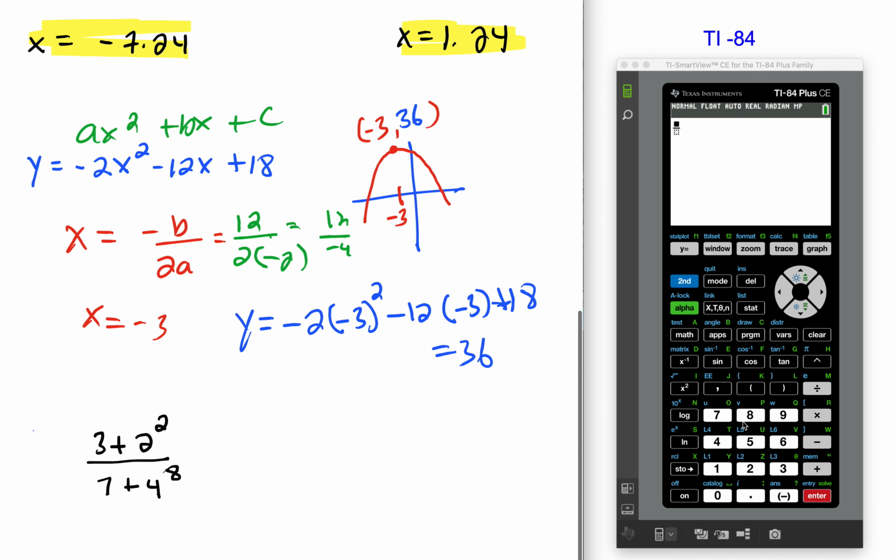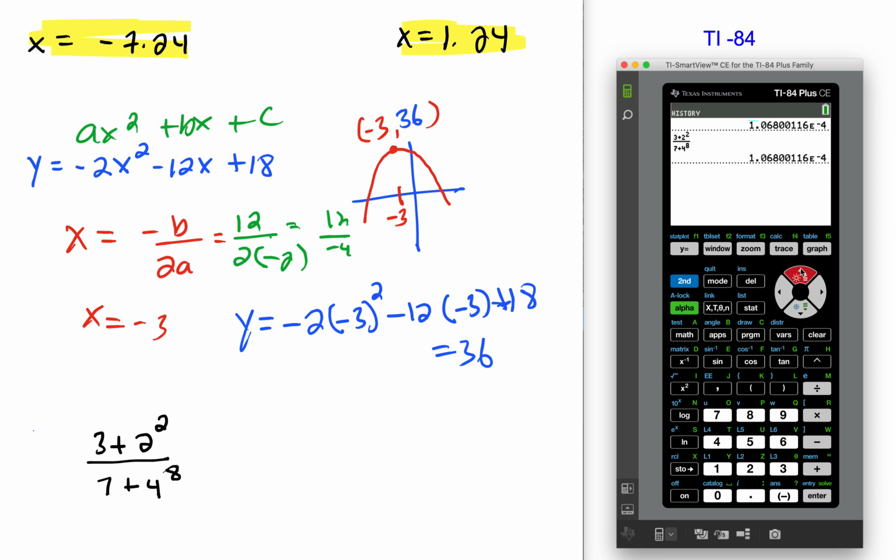All right, so we can go 3 plus 2 squared over 7 plus 4 to the power of 8. And then we can just confirm, is that what we're looking at? Yep, that's what we're looking at. Go ahead and enter that in. And there's our answer, which is the same as what we got before. Okay, let's see, is there anything else?